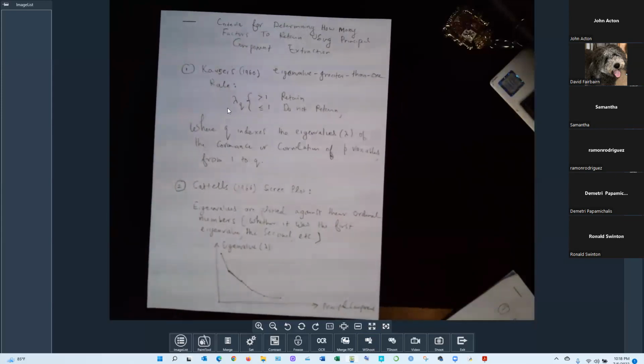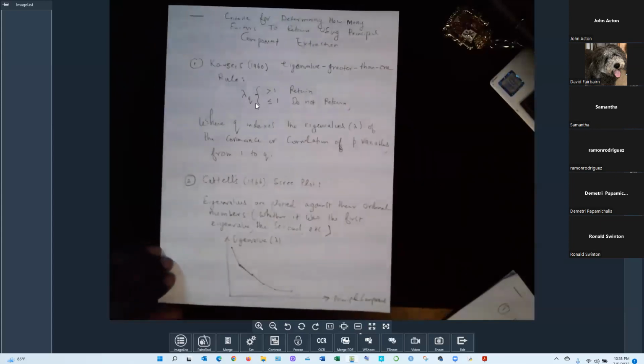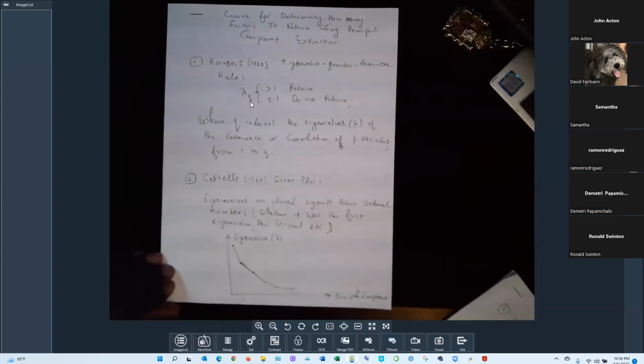Q stands for the index, how many variables. Let's say lambda 1, lambda 2, lambda 3. In our SAS example, I have lambda 1 through 13, so Q is 13. And in the book example, I have 1 and 2. Anyhow, if you stick to the SAS example with 13, any lambda greater than 1, you retain. Less than or equal to 1, do not retain, as I said.